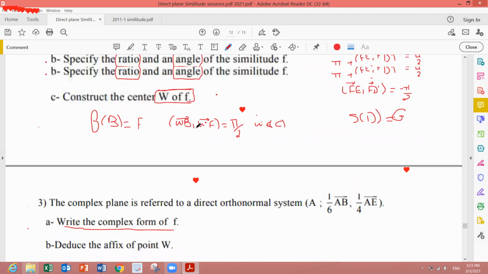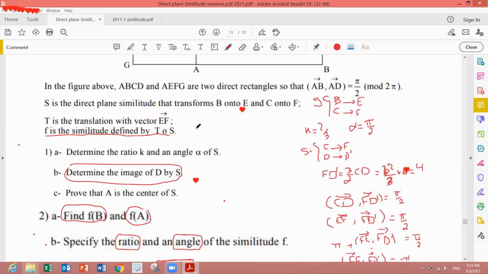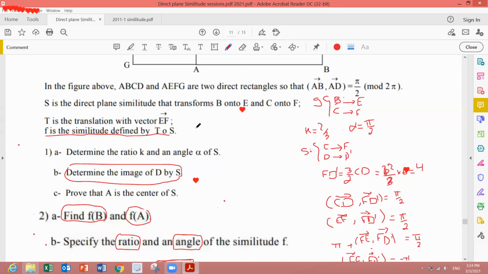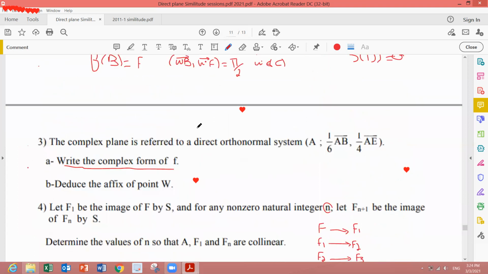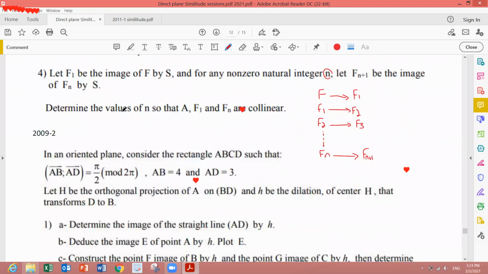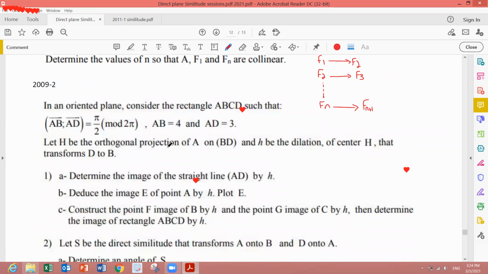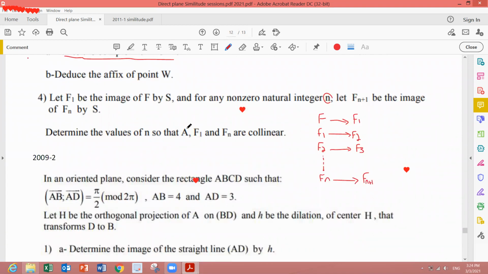What is the image of F? We found the image of F. Who is the center for this W? It was A, right? A. Determine the values of n so that A, F1, Fn plus 1 are collinear.